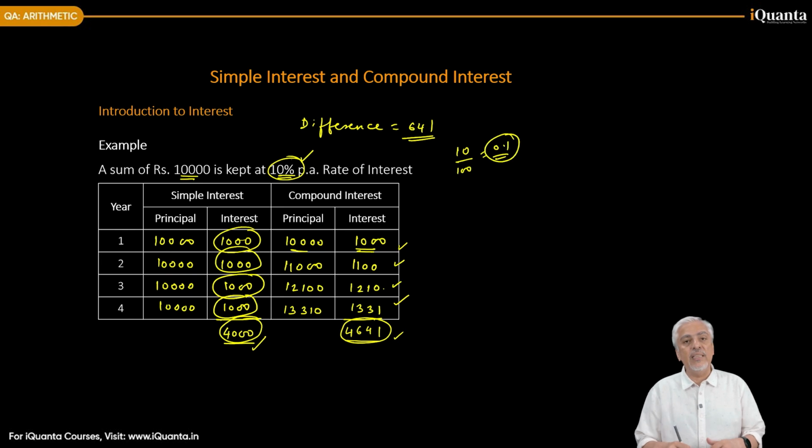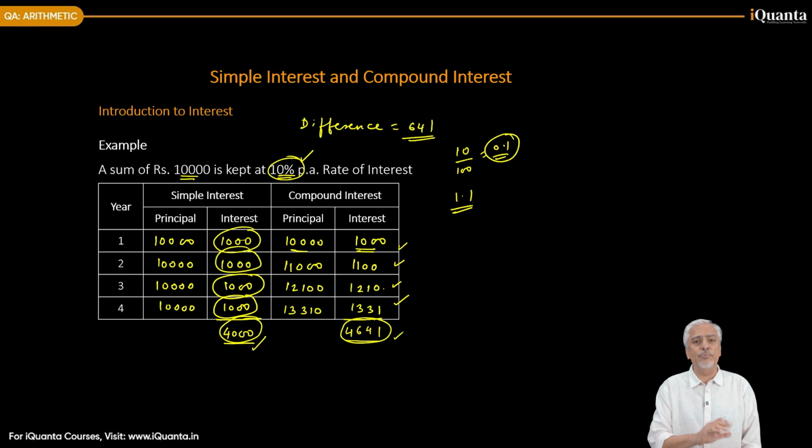That means if something increases by 0.1, it becomes 1.1 or 11 by 10. We've learned this in the chapter of percentages also. If something increases by 10%, it becomes 1.1 times. So now if you notice, all these relations are into 1.1. You can open your calculator and check.